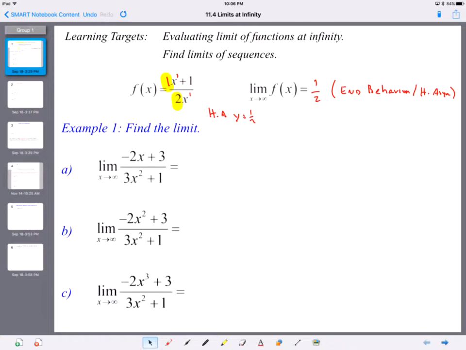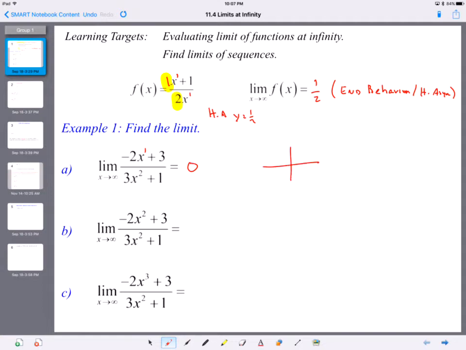So as you look at these next couple examples here, it says find the limit as x approaches infinity of negative 2x plus 3 over 3x squared plus 1. Well, now we know as x approaches infinity, what is happening with the horizontal asymptote? We've got to go back and look at our degrees. So the degree on top is 1, the degree on bottom is 2. What happens when the degree on top is smaller than the degree on bottom? The horizontal asymptote is at y equals 0, so therefore the limit is approaching 0.